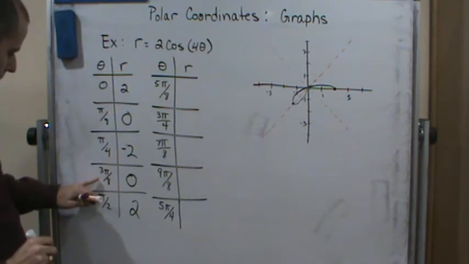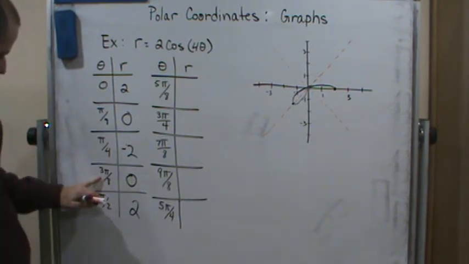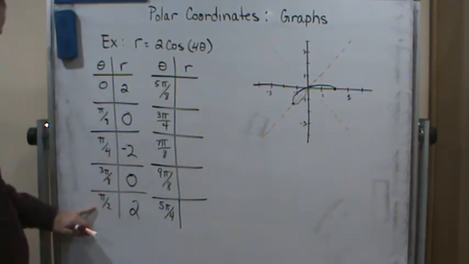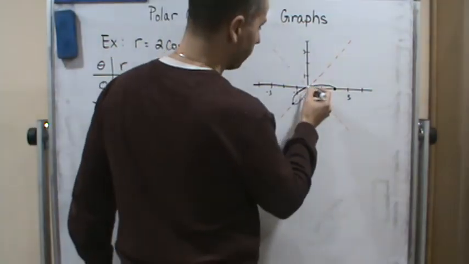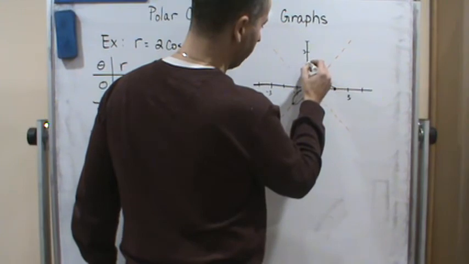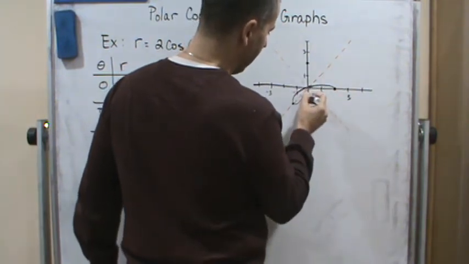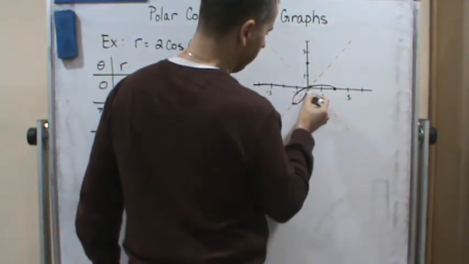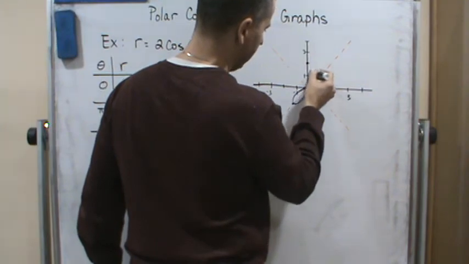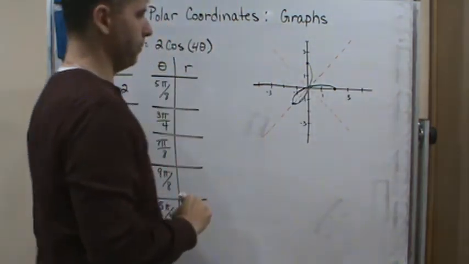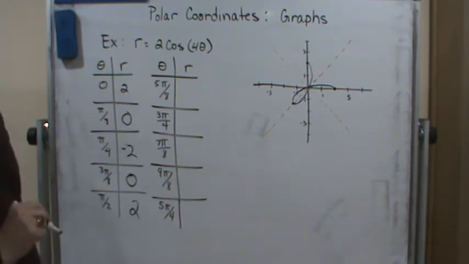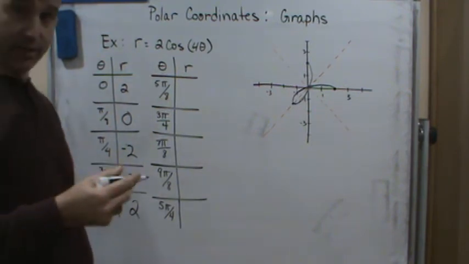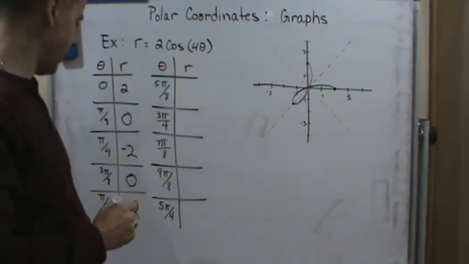Now I'm going from 3 pi over 8 to pi over 2, 90 degrees. So now it's going to go back to 2, which is going to be right there. So now it's going this way, right? And now it's going to continue on, and it's going to go up there. Now you start to see a pattern, so this is created one petal at a time.